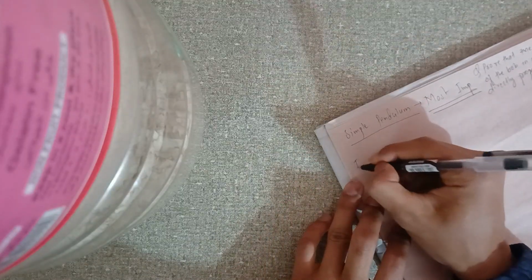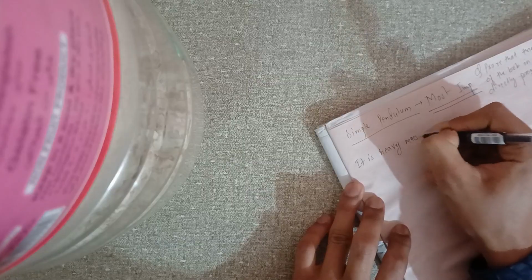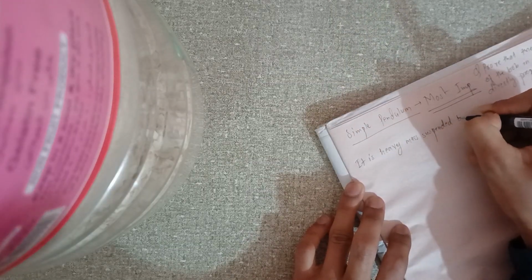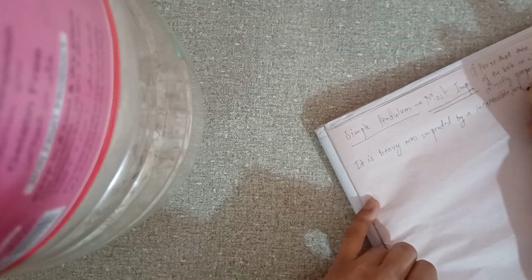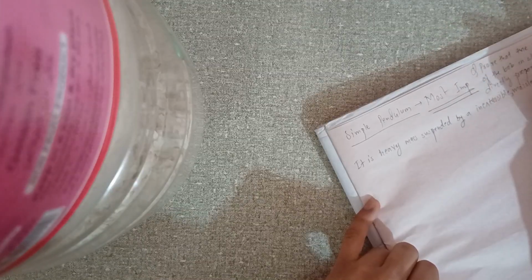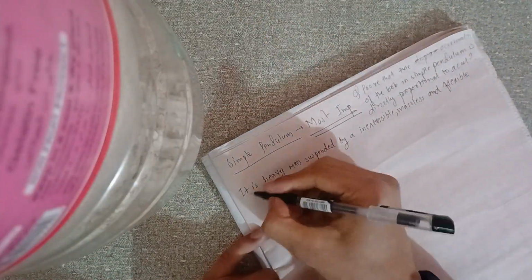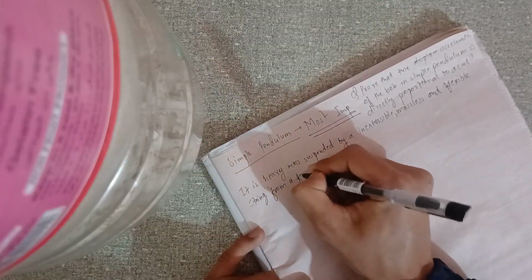So first let's define a simple pendulum. A simple pendulum is a heavy mass suspended by an inextensible, massless, and flexible string from a fixed point.